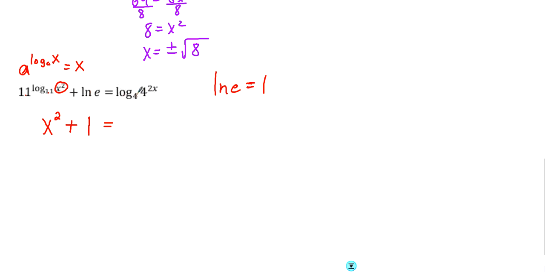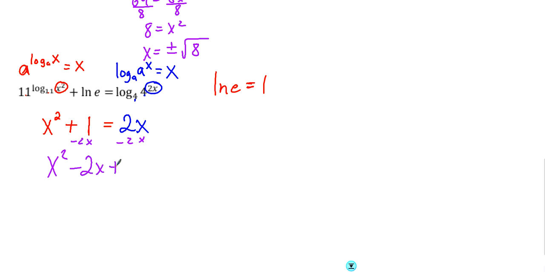Then this last one is the other inverse property that says if I have something like this, log base a of a to the x is x. So the bases match, which means I'm left with 2x. So we get x squared, move the 2x over. So x squared minus 2x plus 1 equals 0. And this factors, so x and x, what are the factors of 1? 1 and 1. Positive, and this is negative, so it's negative 1, negative 1, which means my solution is x equals 1.